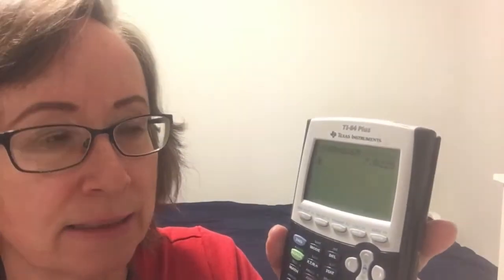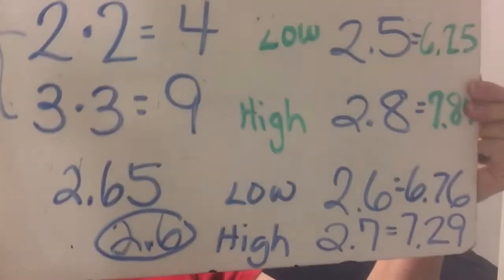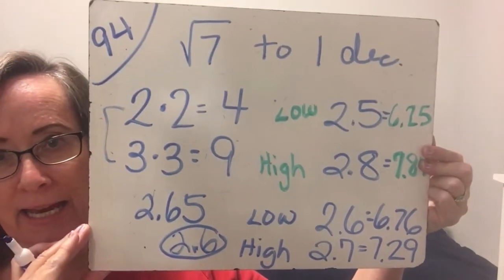7.022. Okay, so that's a little bit high. So 2.65 is just a little bit high, so we would not round up to 2.7. Since we're doing it to one decimal place, we would round down to 2.6, because it looks like 2.64 is going to be closest. So we're going to round down to 2.6, and 2.6 should be our answer. So that is the process of cut and try.